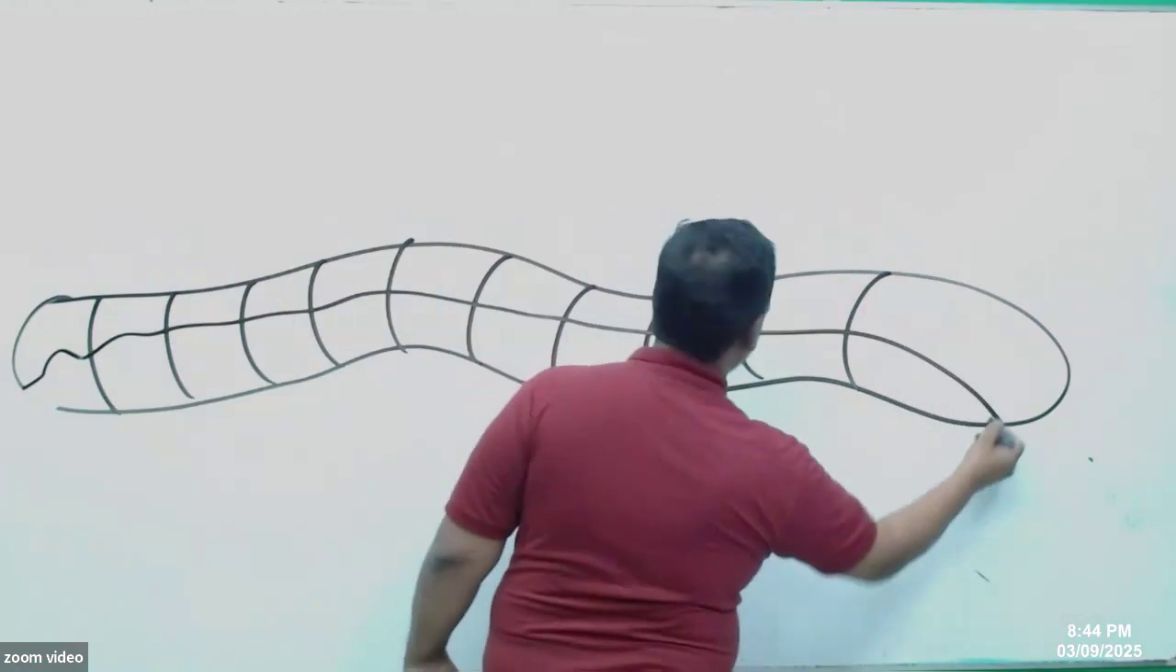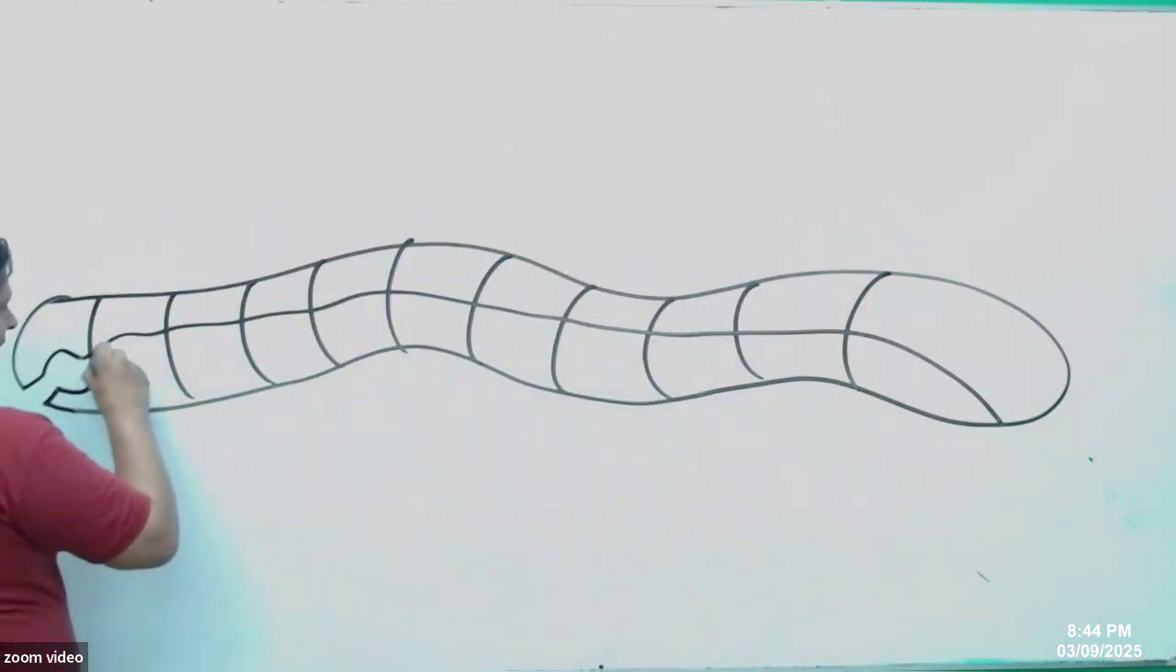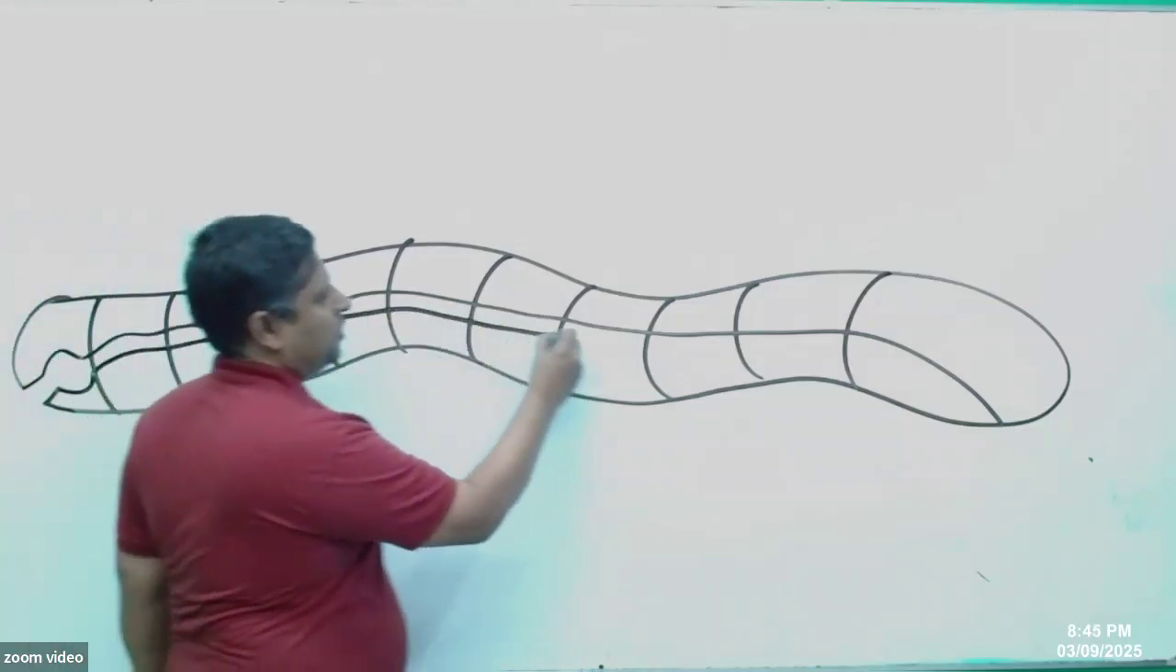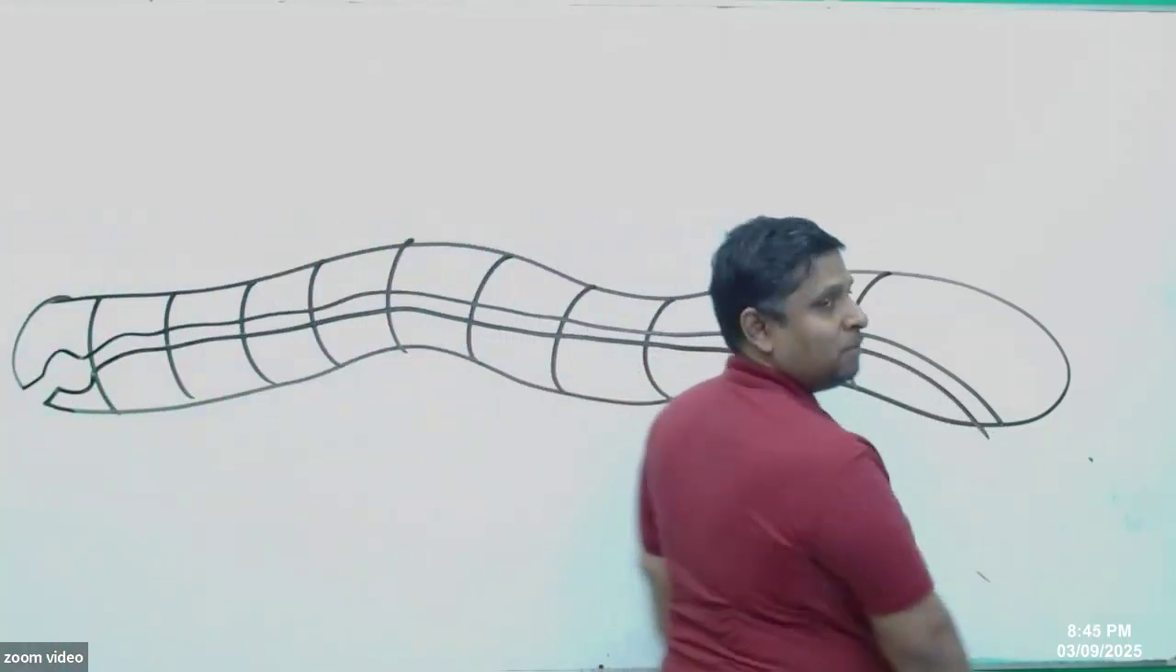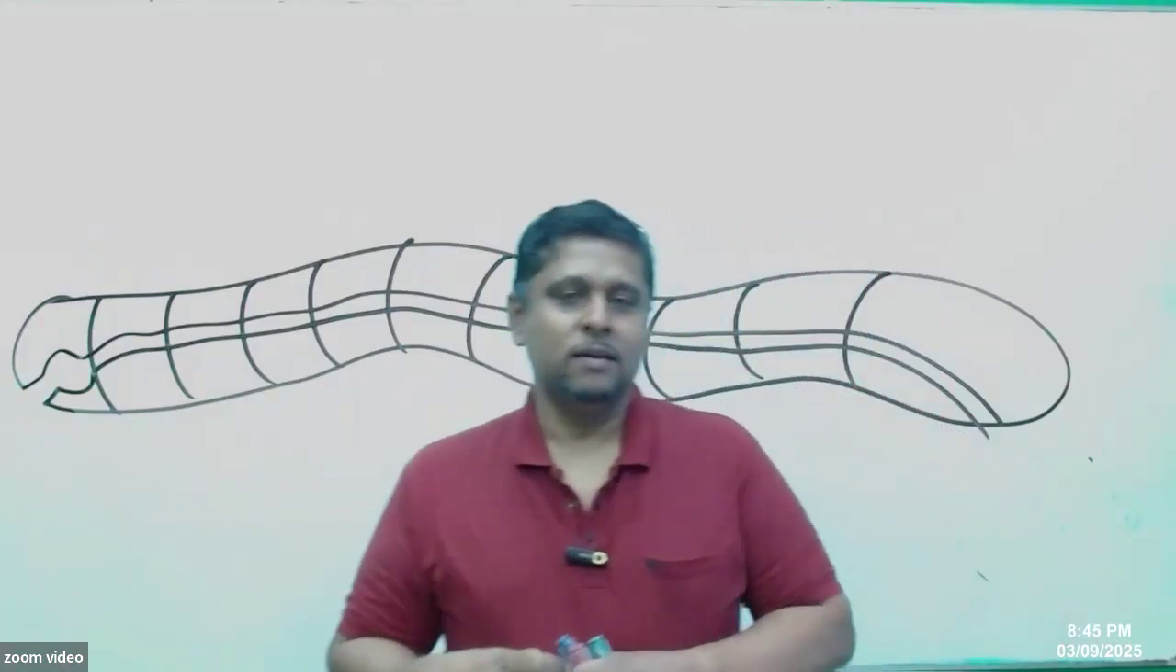Complete alimentary canal present. Now they have an alimentary canal. We need not say complete, right? The alimentary canal is a continuous passage. Right?